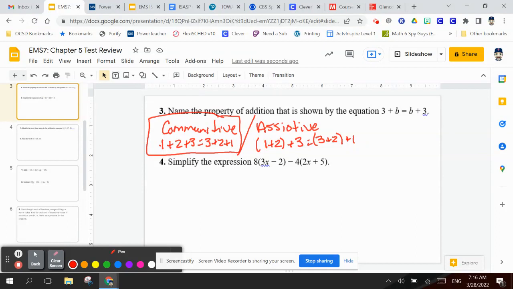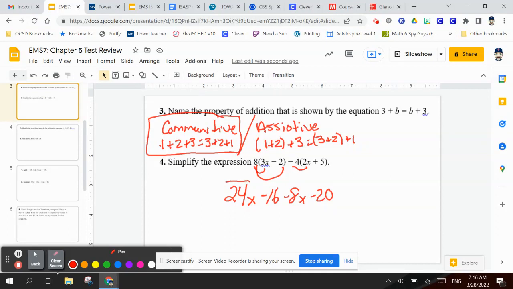Number 4, simplify the expression 8 times the quantity of 3x minus 2 minus 4 times the quantity of 2x plus 5. So we're going to use the distributive property here, and then we're going to combine our like terms. So 8 times 3x is 24x. 8 times -2 is -16. -4 times 2x is -8x. -4 times +5 is a -20.